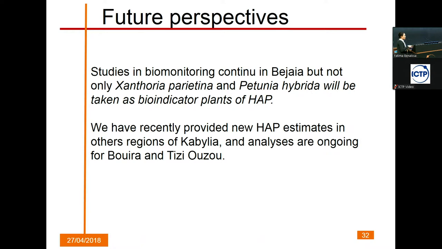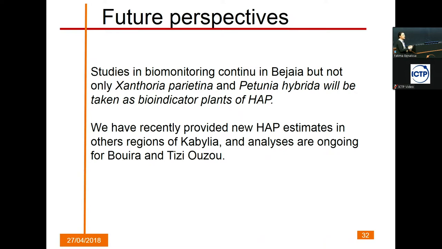Studies in biomonitoring continue in Bejaia, but not only for these two species. And then we have recently provided new polycyclic aromatic hydrocarbon estimates in other regions of Kabylia, and analyses are going on for Bouira and Tizi Ouzou.